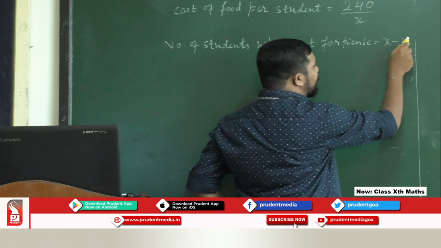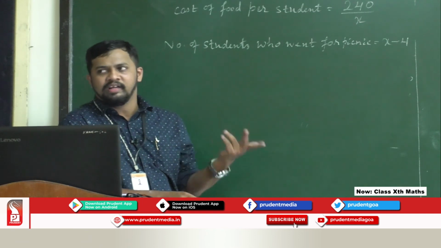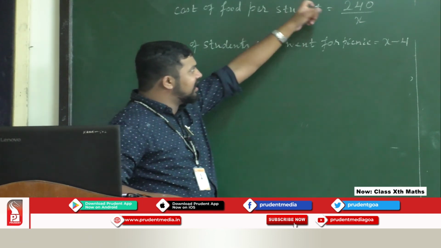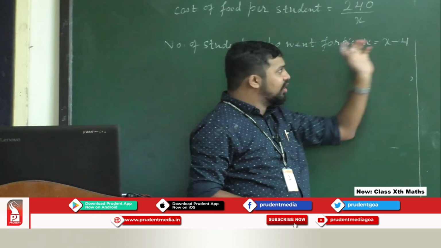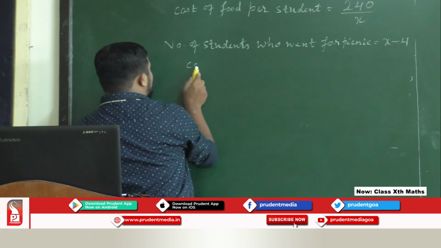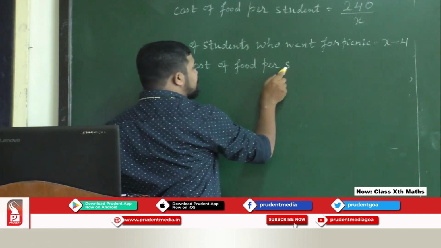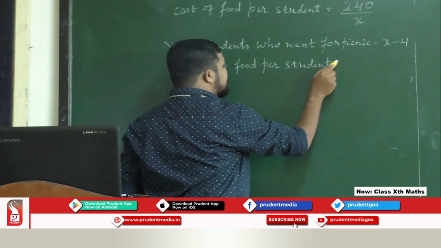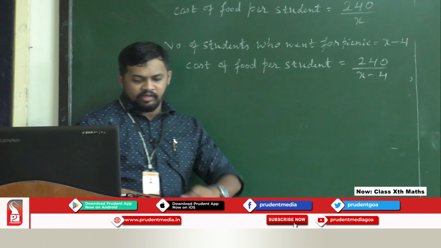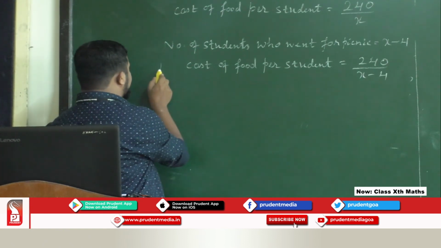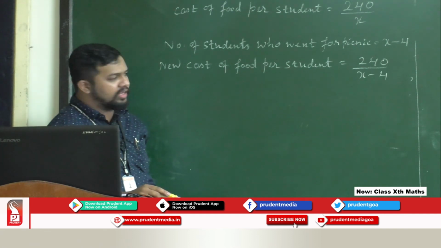Let's say earlier 10 were going. You arranged a picnic, 10 of you, and suddenly 4 are not coming. So how many are left? 6 are going now. Same way, earlier the students who arranged the picnic were x, but now 4 are not coming. Obviously you will get a new cost. So the cost of food per student will also change. The budget is 240 only, but now divided by x minus 4. So the new cost of food per student will be 240 by x minus 4.